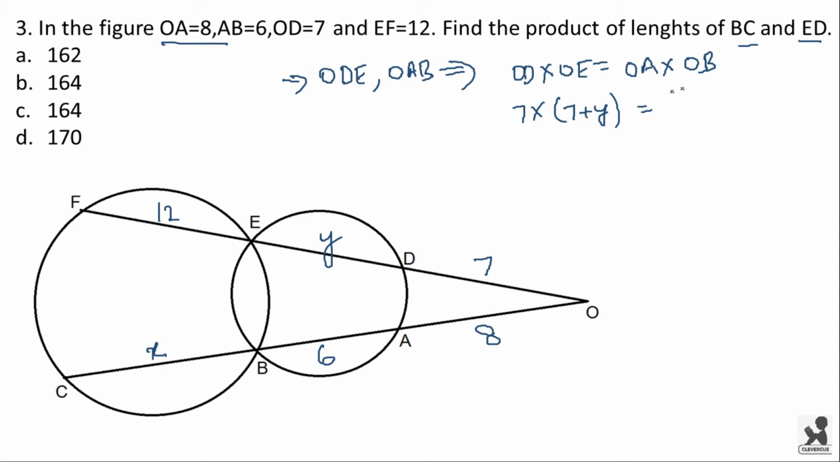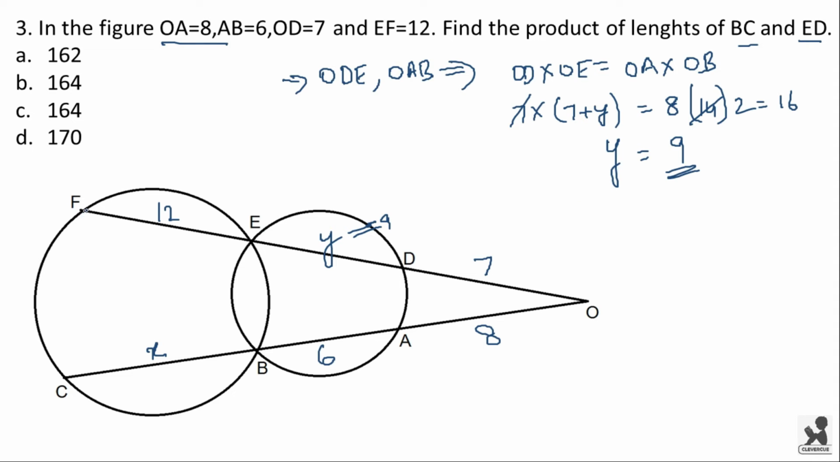OA is 8 and OB is 8 plus 6, that is 14, and 7 goes 2 times, it is 7 into 2 is 14, and we have 16 on the right hand side. Y is equal to 16 minus 7, that is 9. Now we have calculated the length of ED as 9. Now let us calculate the length of X.